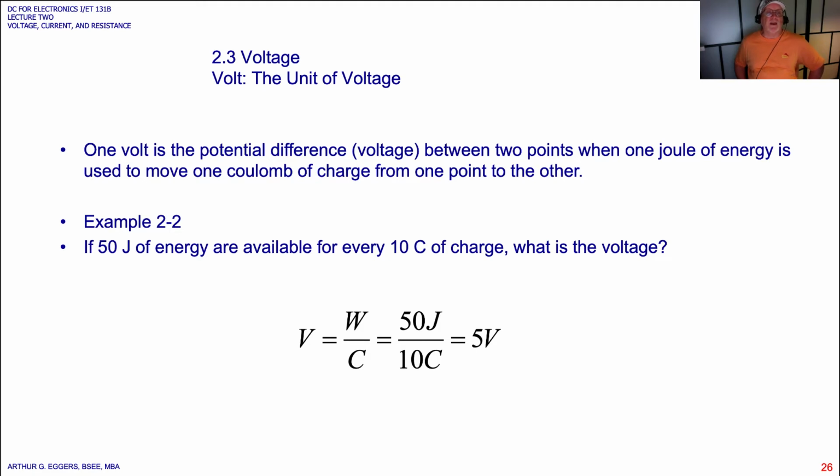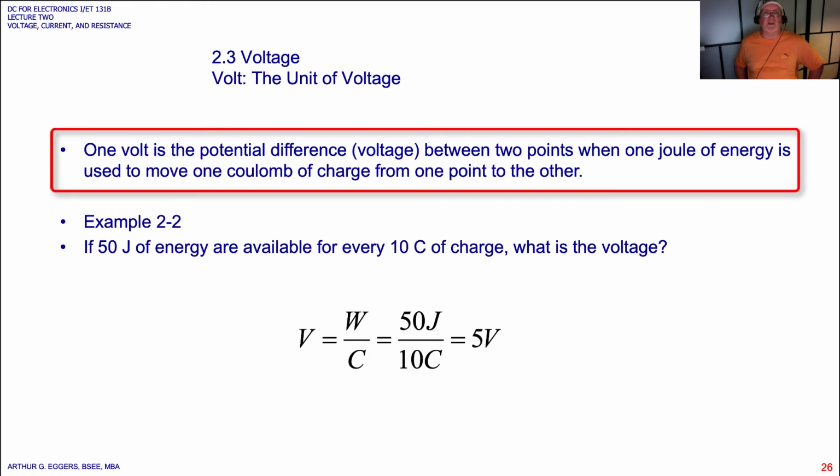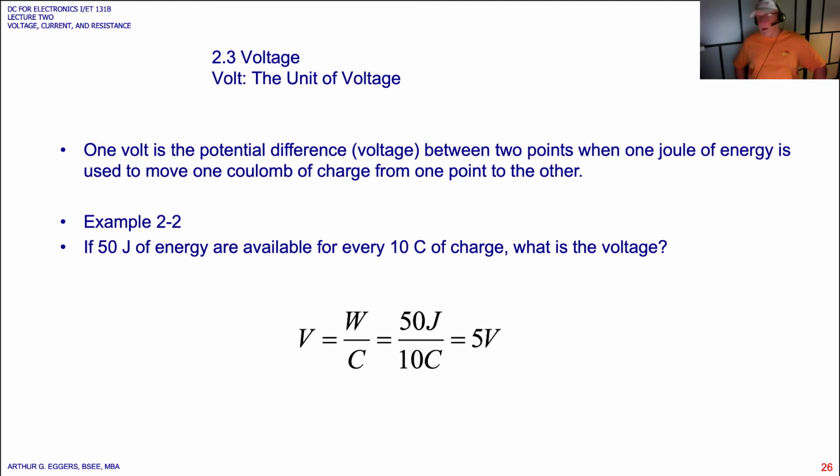So 1 volt then is the potential difference, the voltage, between 2 points when 1 joule of energy is used to move 1 coulomb of charge from one point to the other. So you notice we are putting this together in terms of a unit, and that unit is 1. So we have a basic unit that we can understand what's going on. Potential difference between 2 points when 1 joule of energy is used to move 1 coulomb of charge from one point to another.